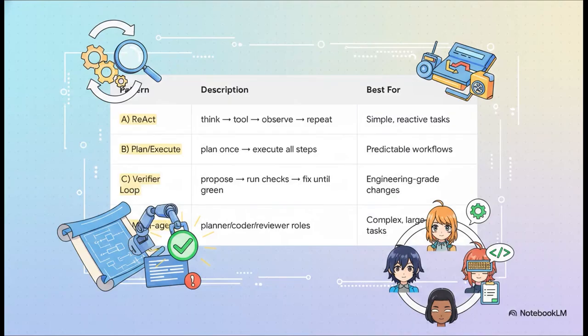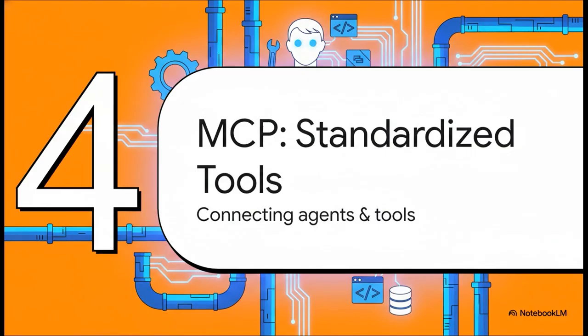Now, there are a few different ways to build these agents. You have the basic React pattern, which is great for simple tasks. There's also a plan and execute pattern, where it figures everything out up front, which works for really predictable jobs. You can even get fancy with multi-agent systems, where you have different AIs playing roles like planner, coder, and reviewer. But honestly, for real-world, day-to-day software engineering, that verifier loop we just covered is by far the most practical and reliable way to go. So we've established that agents are pretty useless without their tools.